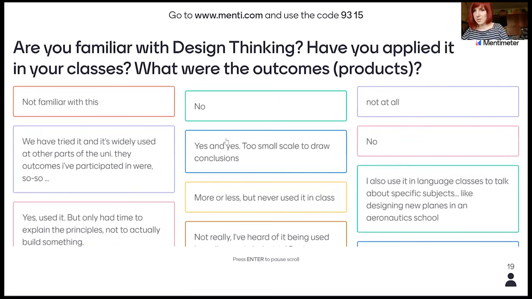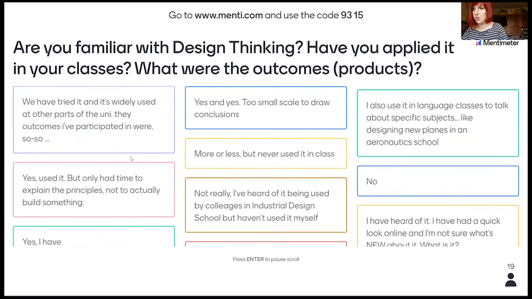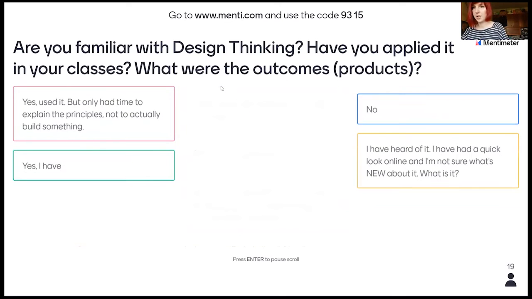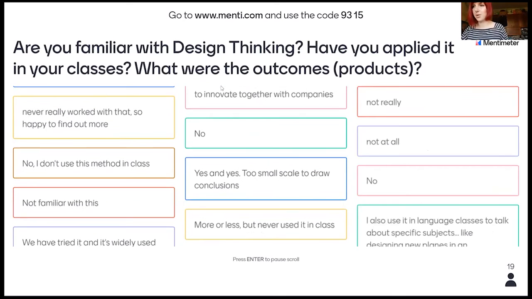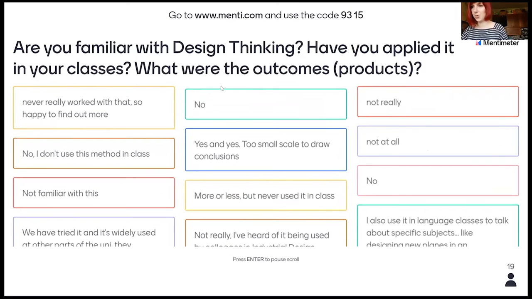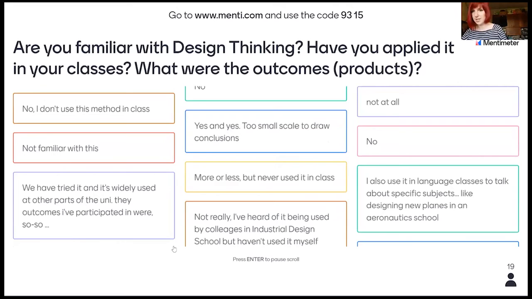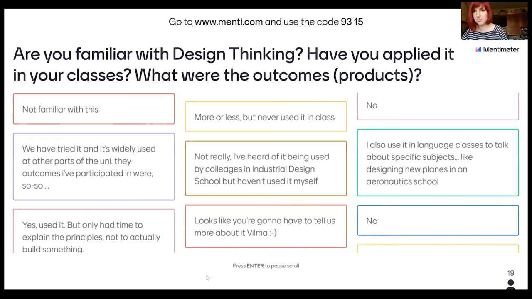All right, so it seems to me like at least half of you are not so familiar with design thinking. So I'm gonna try to be as comprehensible as possible about the steps and to give you a short crash course into how design thinking works. All right, so thank you for your answers. I'm gonna go back to the slides now.